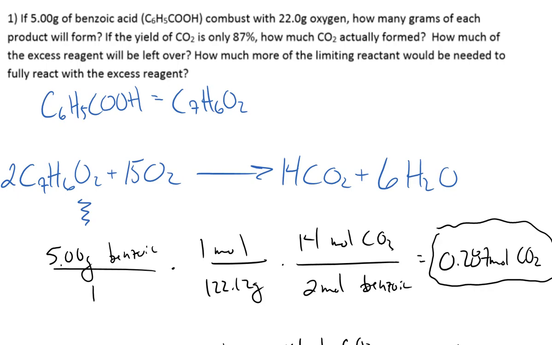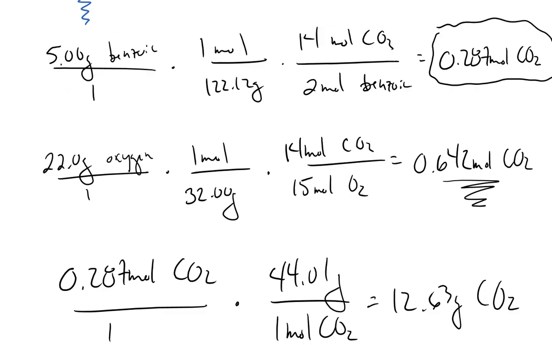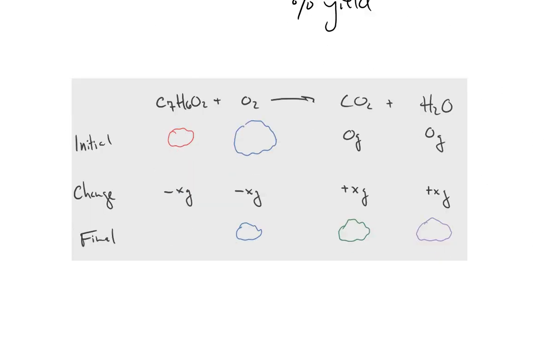Parts 3 and 4 of the question ask how much of the excess reagent will be left over, and how much more of the limiting reactant would be needed to fully react with that excess reagent. Let's think about a couple of things. Our excess reagent, that's the oxygen. That's what there was more of than what we needed. The benzoic acid ran out. How much more of the limiting reactant? That's benzoic acid. How much more benzoic acid will we need to fully react away all that oxygen? A diagram here might be helpful.